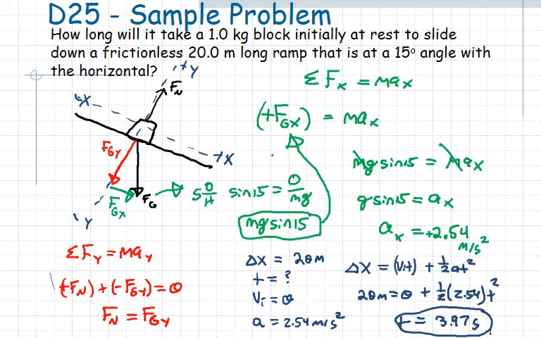Okay, so you should have gotten 3.97 seconds as the amount of time it would take for the object to go down the ramp using one of the constant acceleration equations.